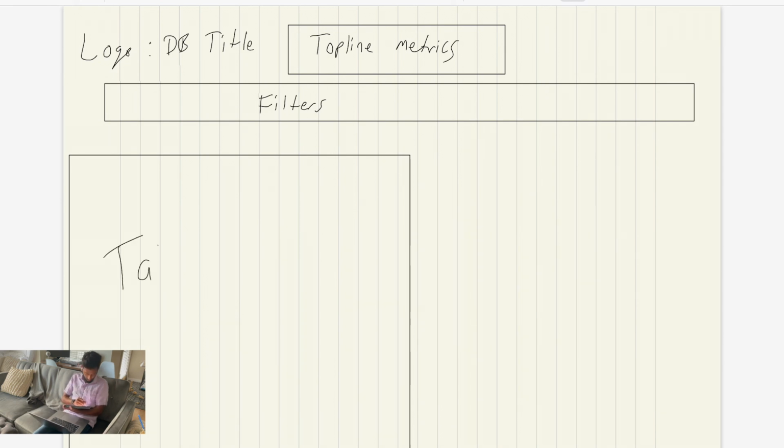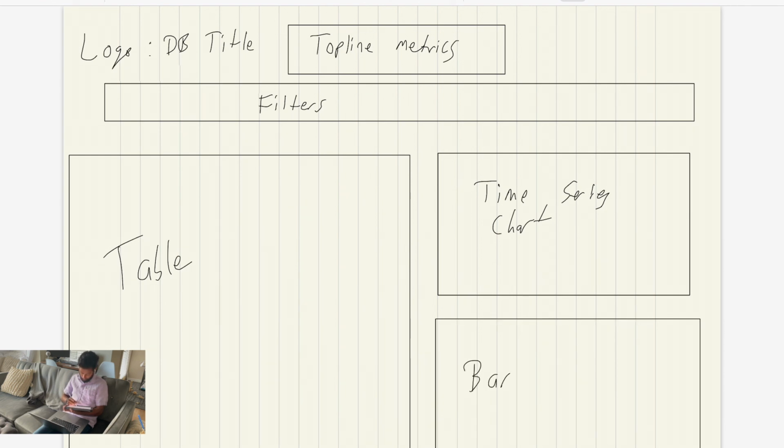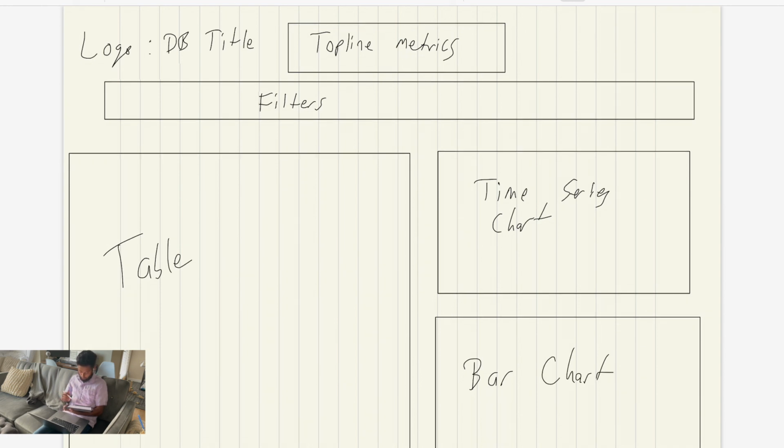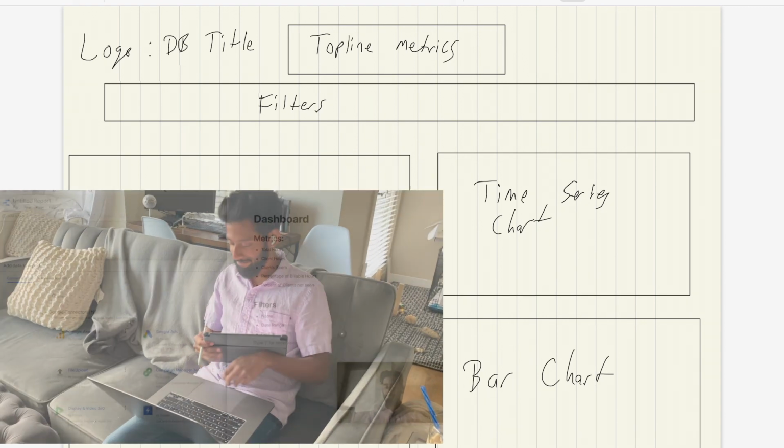So we have a big table over here, right? That'll just have all of our metrics. And then I'm going to simplify this from what I actually built out for the team. We're going to have a time series chart over here, and then a bar chart over here with certain metrics. So we have our table, our time series chart, and our bar chart. And this will be exactly what we have on our dashboard. And I think this is more or less good enough to get started. So let's go to the computer.